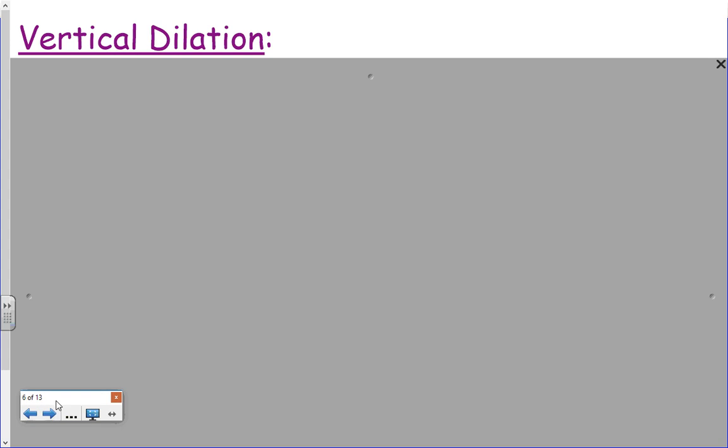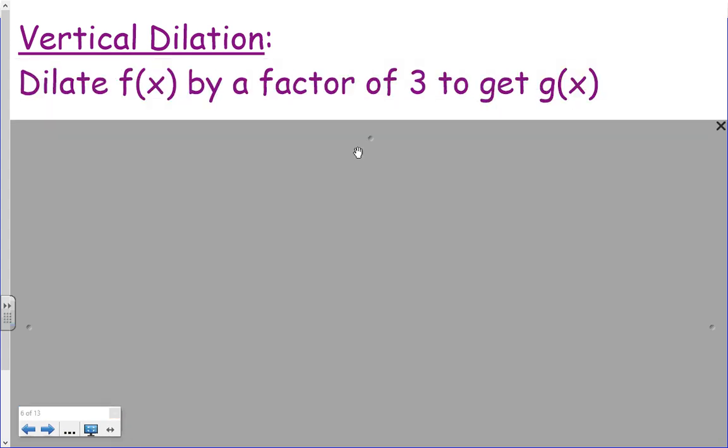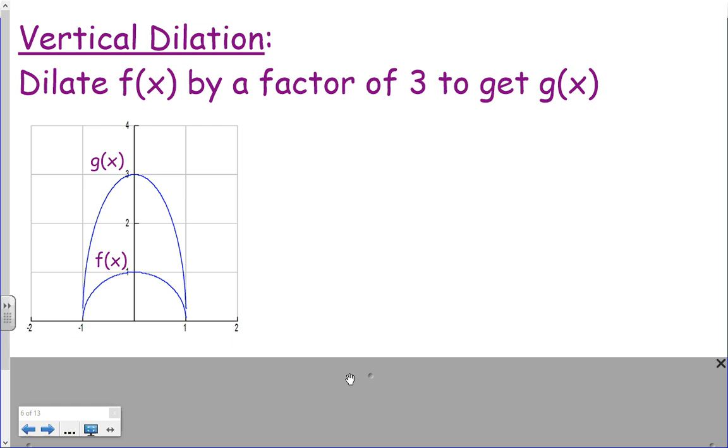All right, let's take a look at dilations now. We'll tackle the vertical dilation first. And again, we're going to start with the same pre-image that we've been working with in the previous examples. That is our unit semicircle. And this time we want to dilate function f of x by a factor of 3 to get function g of x.